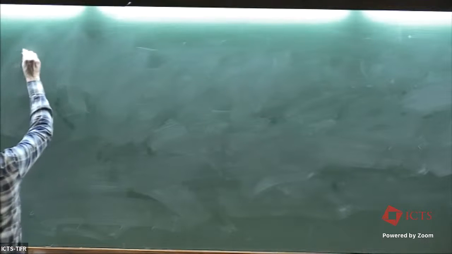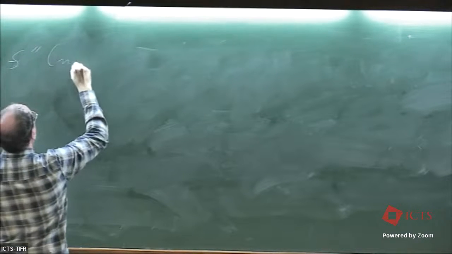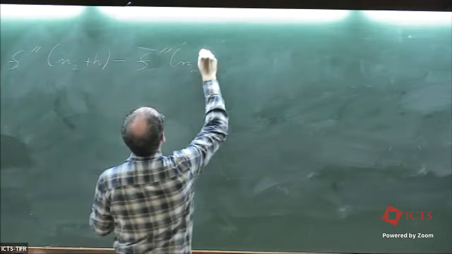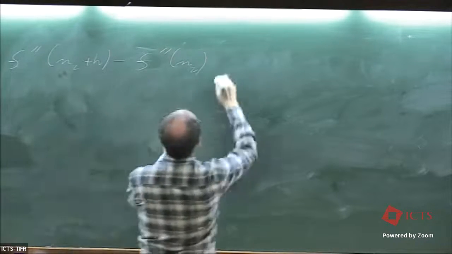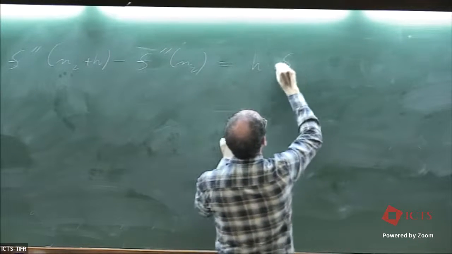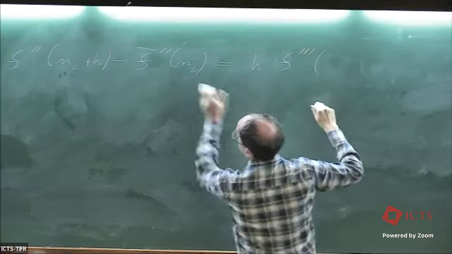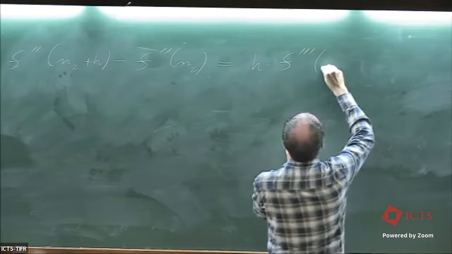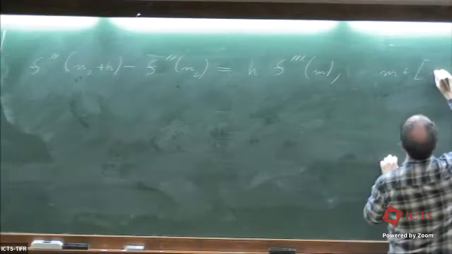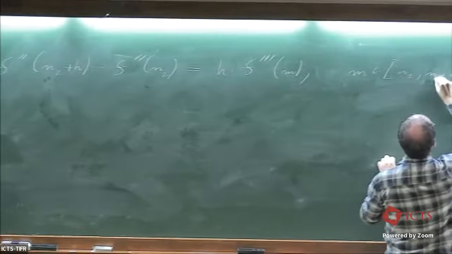That was what we needed to have under control for the van der Corput bound. So the second derivative of n plus h, this is by the mean value theorem, h times f''', the third derivative, at some point m in [n, n+H].